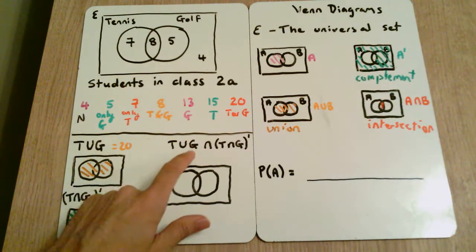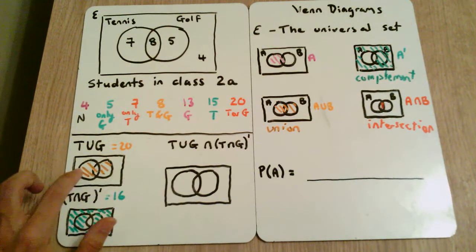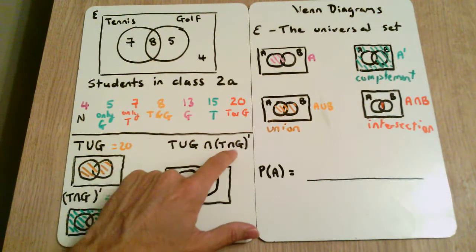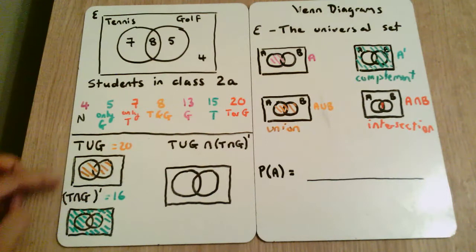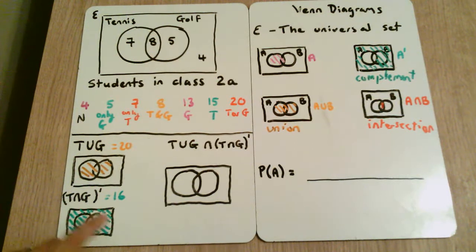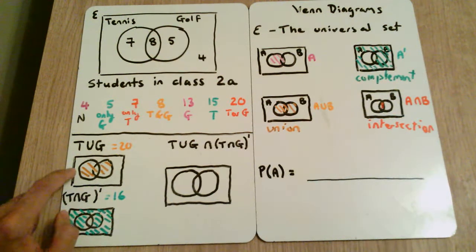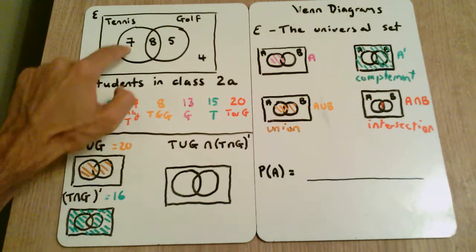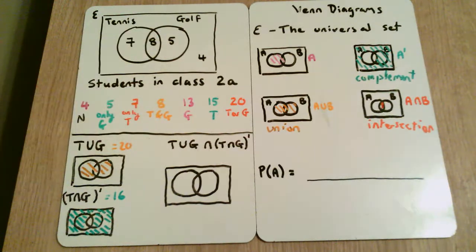This is the same. We've got T union G, which is this over here, and the intersection with T intersection G dash. So we're looking at where these two things intersect, i.e. which of those bits are shaded together? Well, the outside bit is shaded here, but not here. The middle bit is shaded here, but not here. But these two outer bits, the 7 and the 5, are shaded in both.